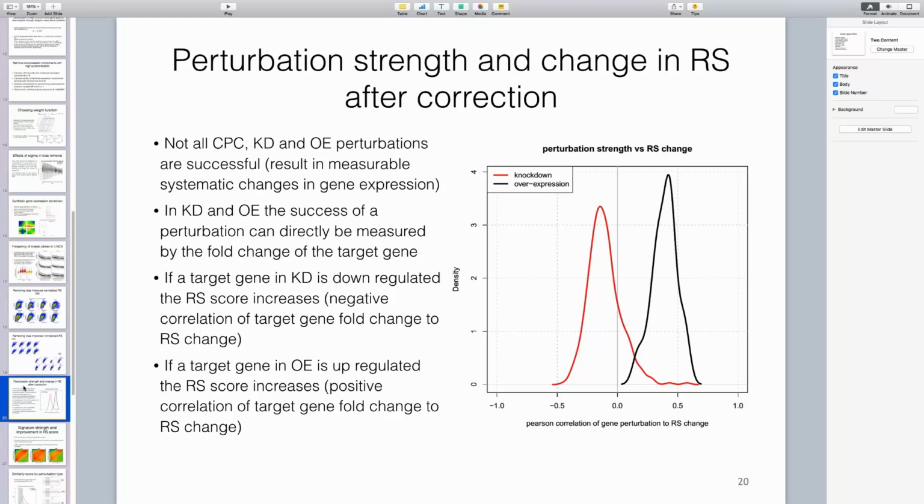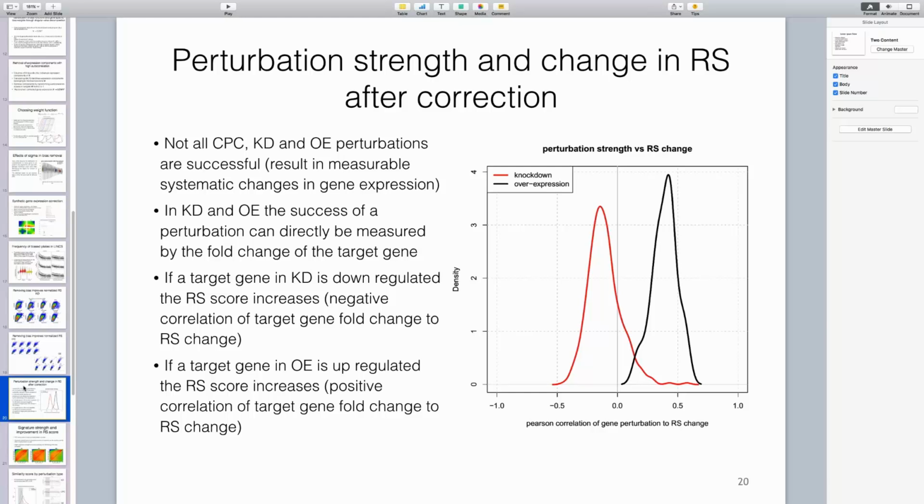What we get is exactly what we would expect. We get a negative correlation of the fold change of the target gene with the increase of reproducibility score after correction. Because in a knockdown, the more a gene is downregulated, the stronger we would expect the reproducibility to be in the other experiments.